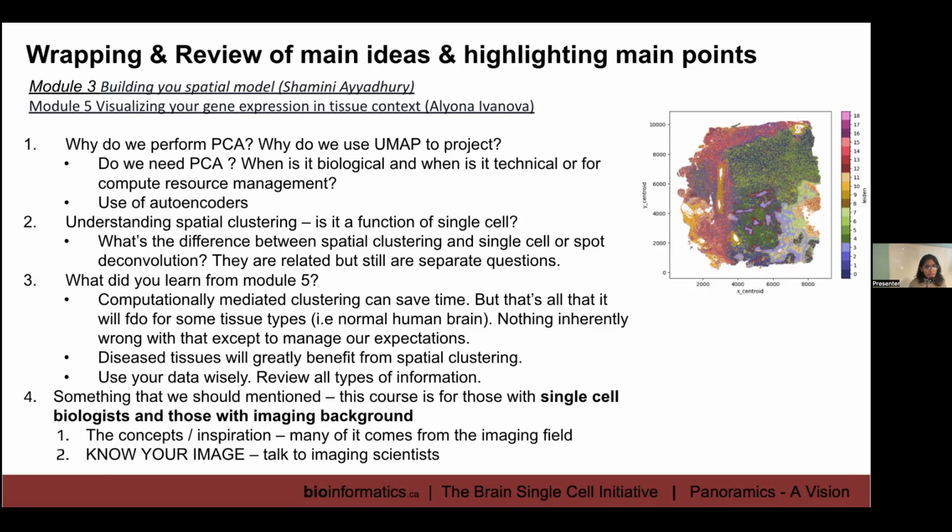Now, for one thing, spatial clustering is very convenient. If you notice the process that Alyona took you through, it is tedious. You need to draw out the anatomy. It is tedious, but sometimes that is what you need to do because you have a specific region in your model that you want to be compared against, especially in differential gene expression. So don't just do spatial clustering because it's there. Also think about what is the benefit of using spatial clustering.